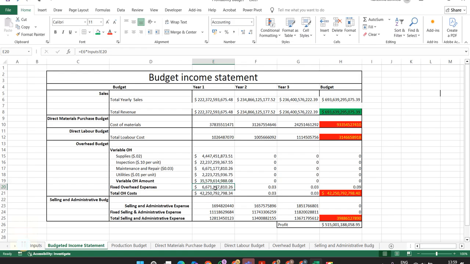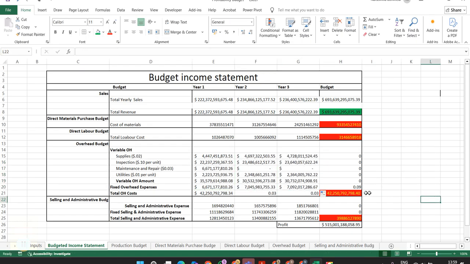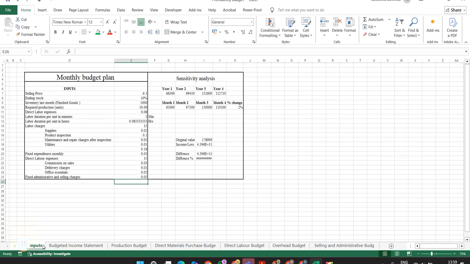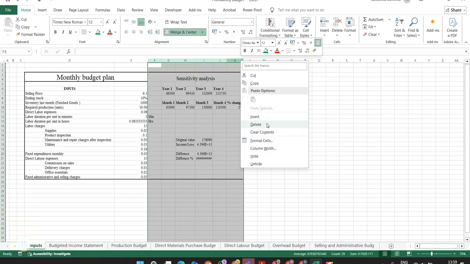This is fine, and this one should again be a static value. Now we drag them towards the right. This is the value. Now we have total sales that we got. We have the total direct material budget, direct labor budget, overhead budget, and selling and administrative. From the input sheet, this is not required as it is for sensitivity analysis.